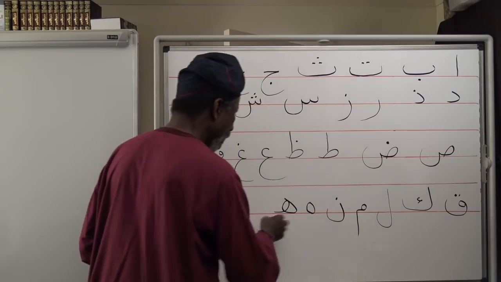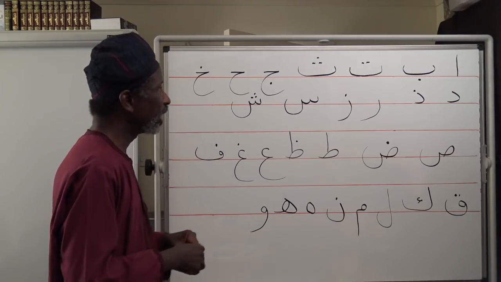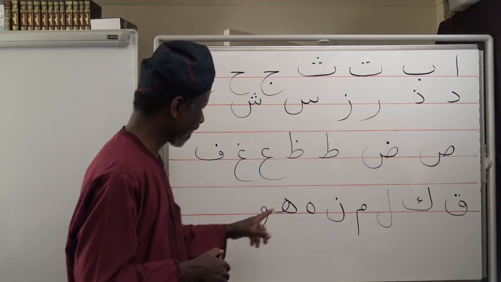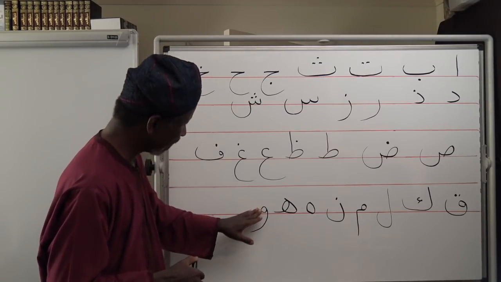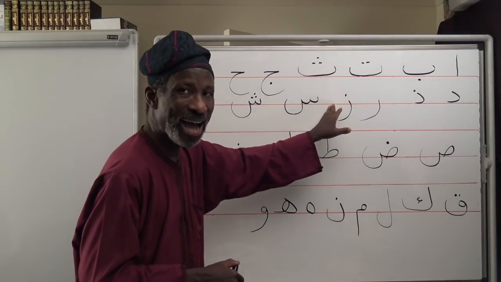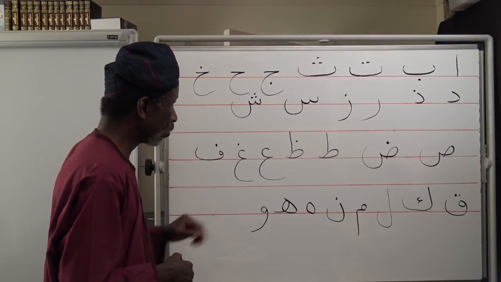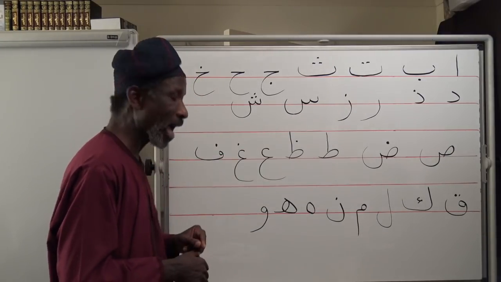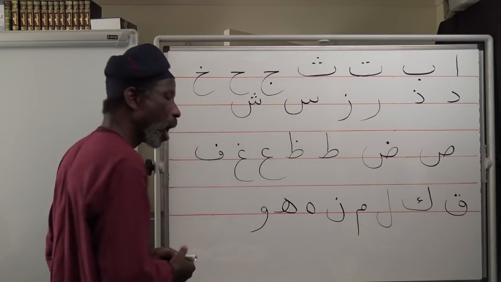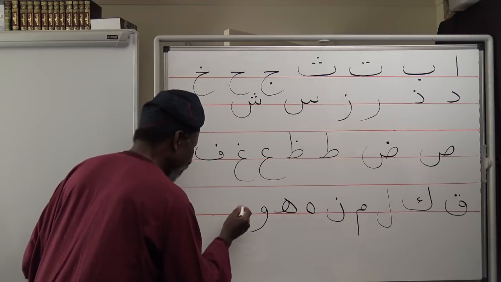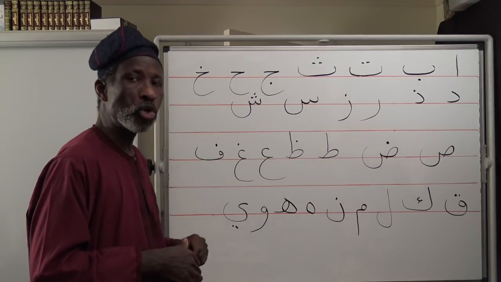Lam, mim, noon, ha, waw. That's simple. Just drop it like that. It's similar to the ra, but it has a head. If you remove this head, you will see the same shape as ra and za. Make sure you drop them and don't curve them back up so that they don't look like a dal or thal. So that's waw. Lam, mim, noon, ha, waw. Ya is the last one. That's your ya, and you put in your two dots below.